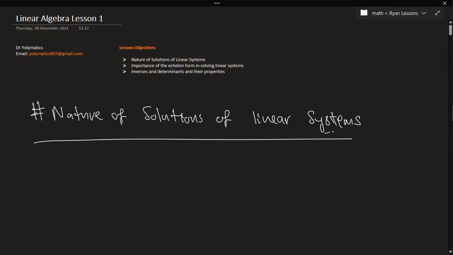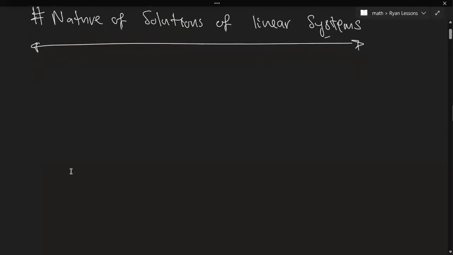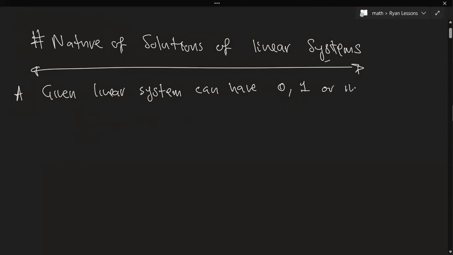So we want to talk about the nature of the solutions of linear systems. So that's the first item of study. So what is it that we have to understand when it comes to linear systems? You see, one thing that we have to know is that a given linear system can have 0, 1, or infinitely many solutions.